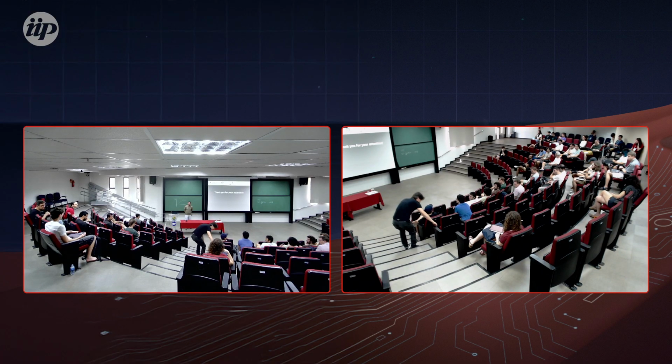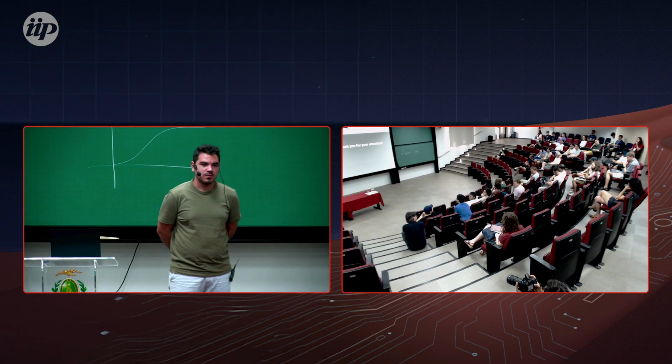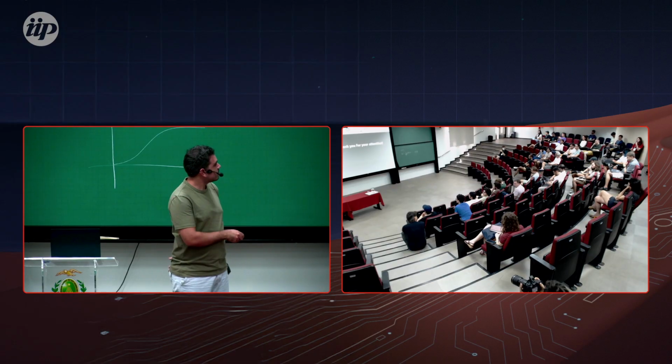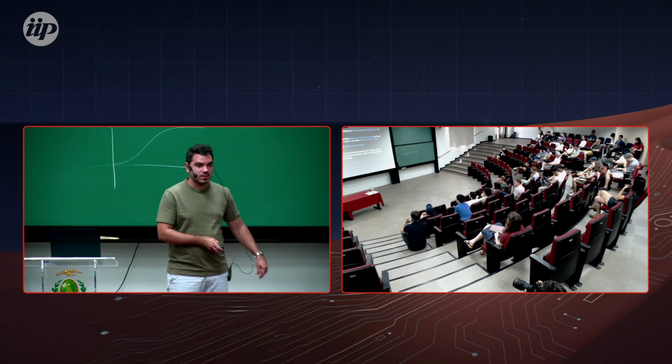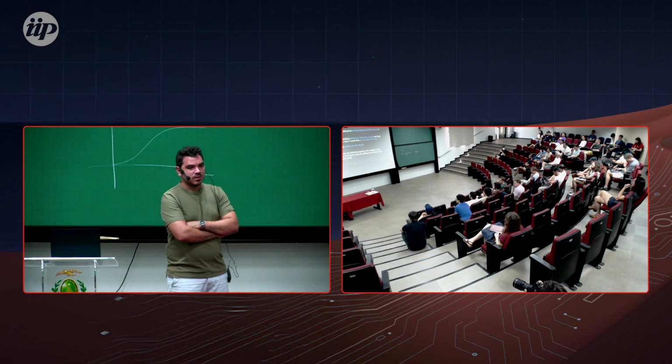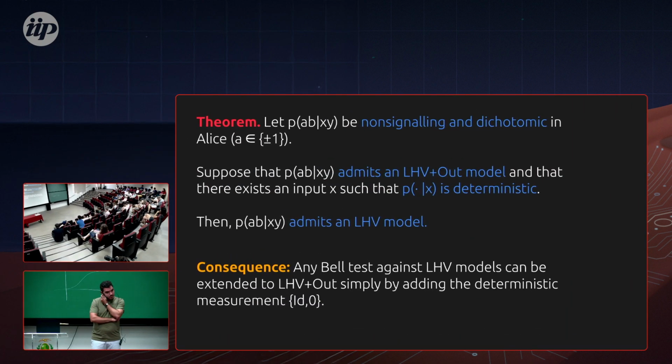So I think I have maybe one clarification question and one question. You said that in your proof, one of the assumptions was that this P for a specific X was deterministic. So is this related to your assumption that the measurements are projective measurements or not? Is the statement that LHV plus outcome communication is the same as LHV true when you have projective measurements, or is it true given an assumption?